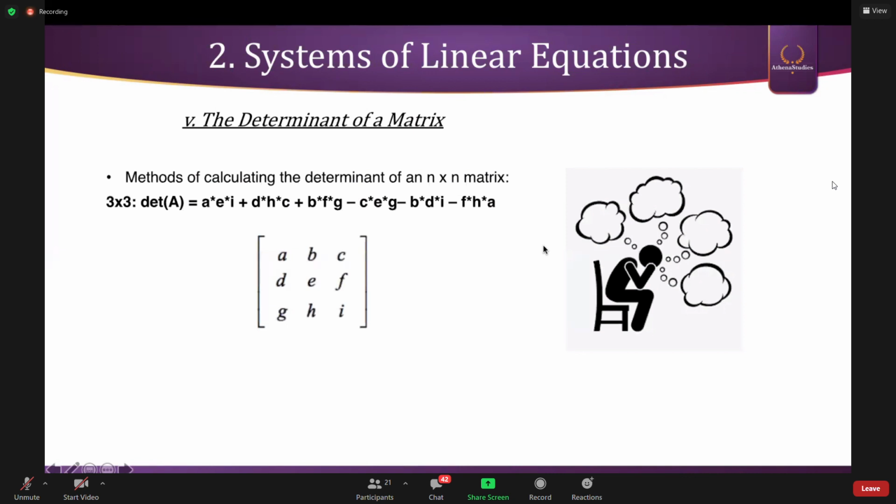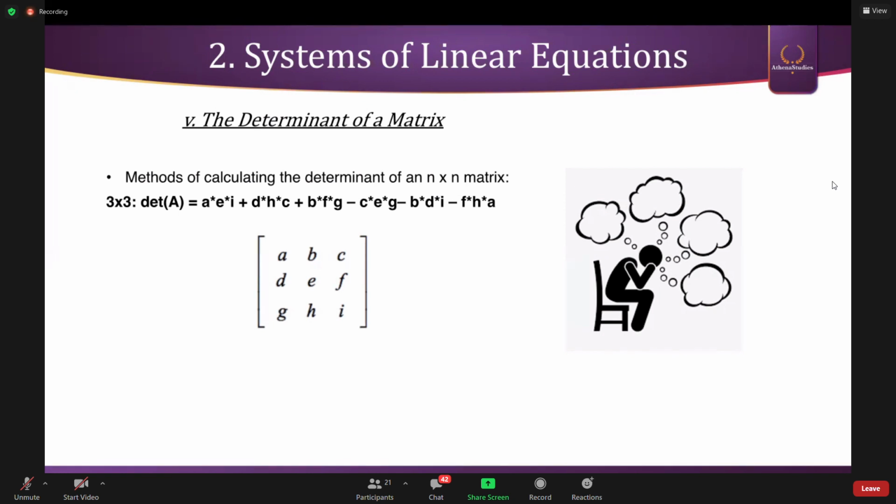Now we have to calculate the determinant of a 3 by 3 matrix, and here is where the problem arises. A 3 by 3 matrix will have a determinant of such formula. It is A multiplied by E multiplied by I plus D multiplied by H multiplied by C plus all of these other terms that give us kind of like a headache, because there are way too many to remember and we have so many other important things to do. We do not exactly wish to memorize this formula. However, it is an option.